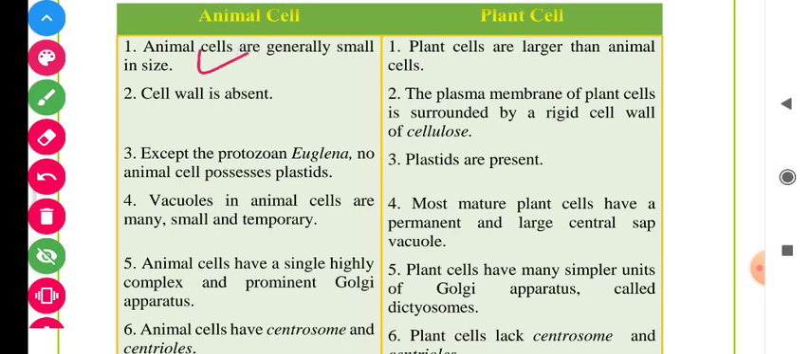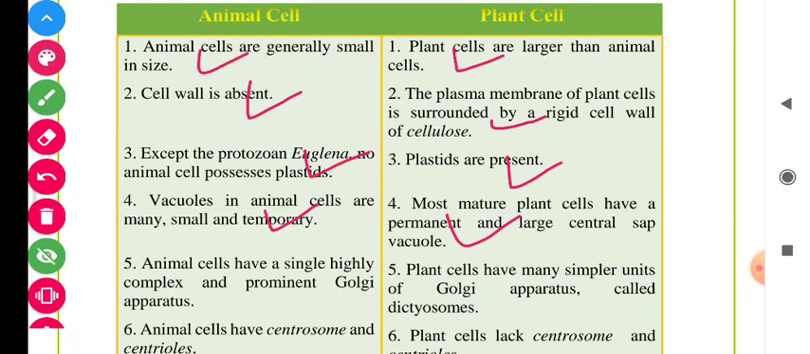First, the size is small in the animal cell, and the plant cell is larger in size than the animal cell. Cell wall is absent inside the animal cell because it has a plasma membrane. In a plant cell, the plasma membrane is surrounded by a rigid cell wall of cellulose. So plant cell also has a cell wall along with the plasma membrane. Animal cell has no plastids while the plant cells have plastids. Vacuoles in animal cell are small, but in the plant cells permanent and large size vacuoles are there.